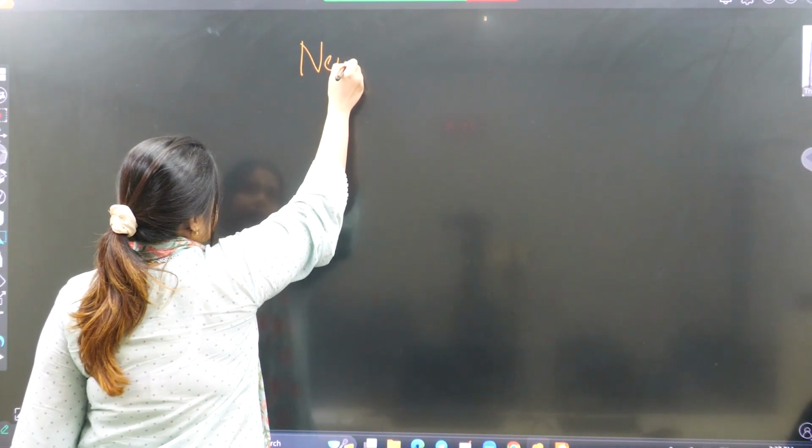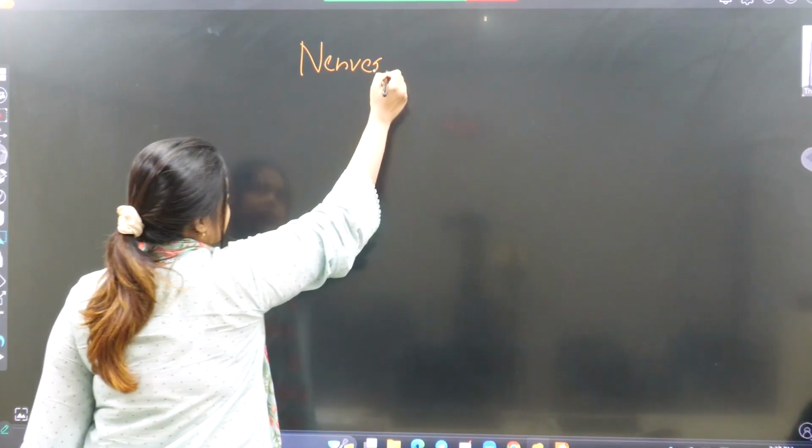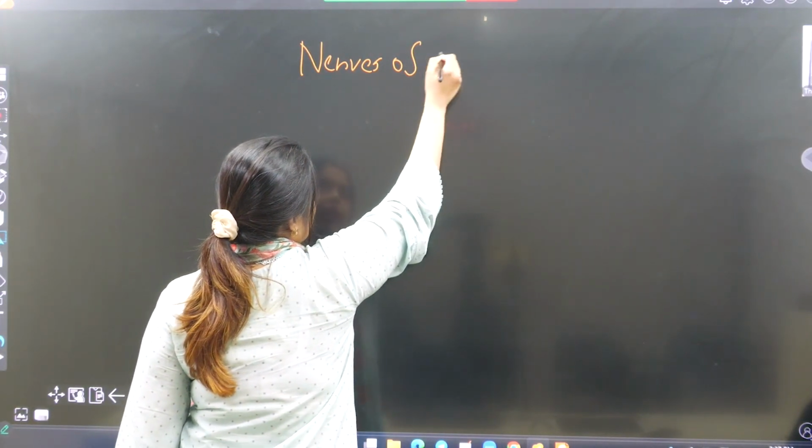Nerves, mainly the median nerve, radial nerve, and nerves of hands.